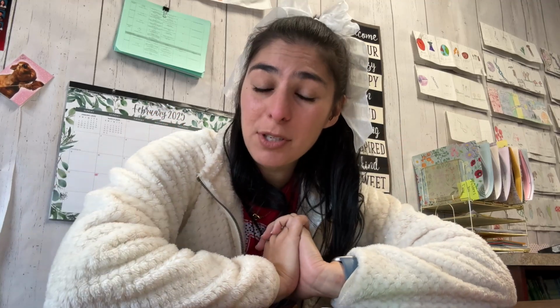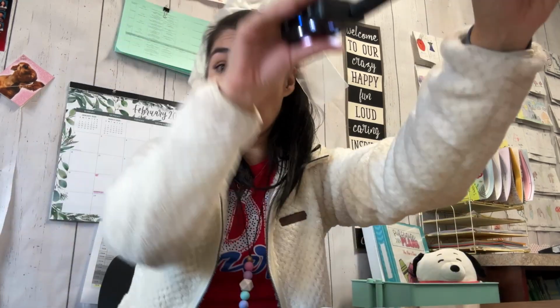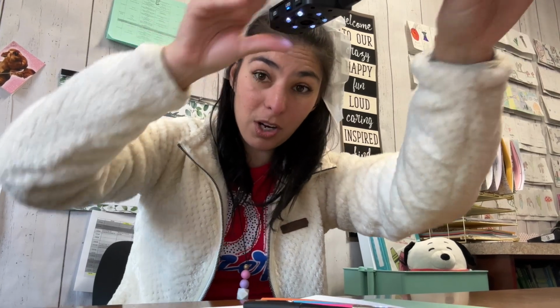Today we're going over how to find the area of composite shapes that overlap each other. So I am in a different setting. I'm at my actual teacher desk with my document camera because we're going to be working on some worksheets.